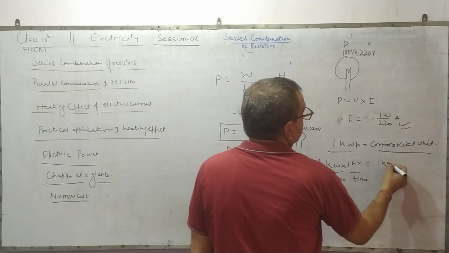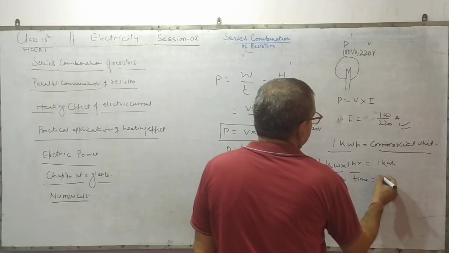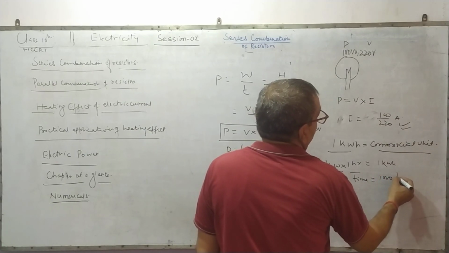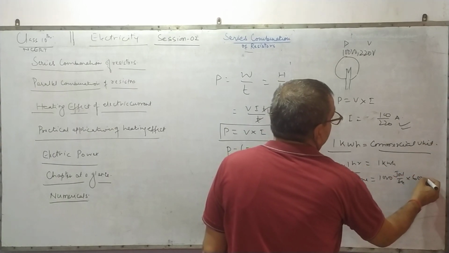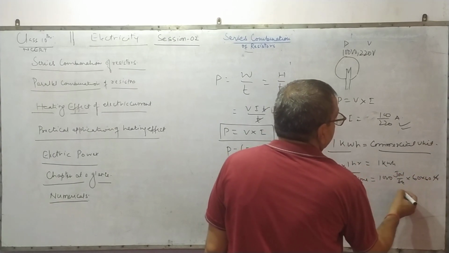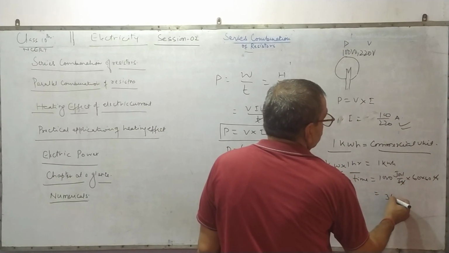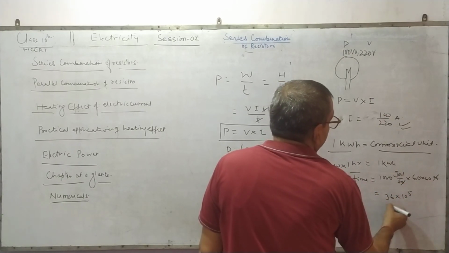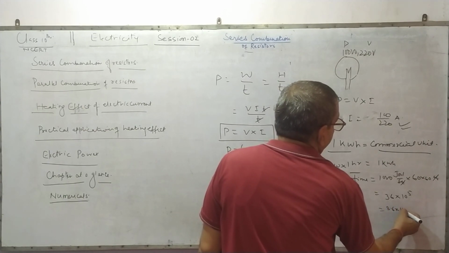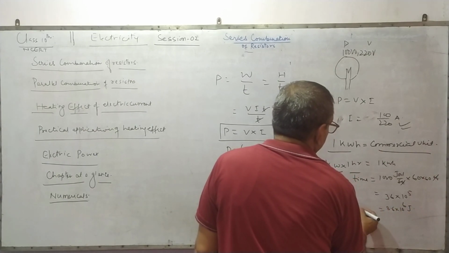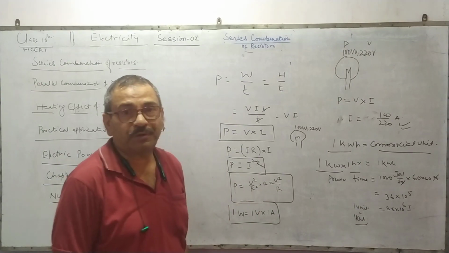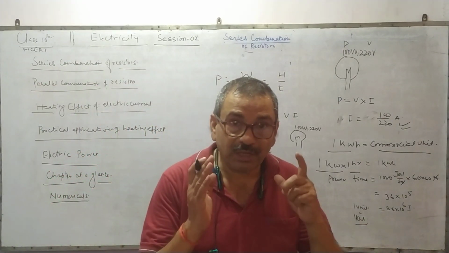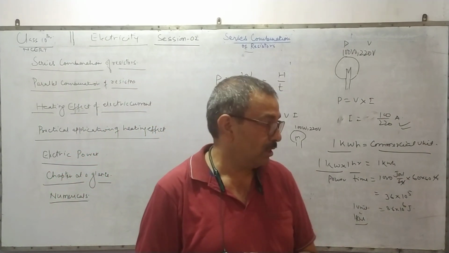1 kWh. 1 kWh चेंज कर दें आप 1000 watt. watt की जगह लिखें जूल पर सेकेंड into 1 hour, 60 into 60 second. Second cancel. You will find answer in joule. 3.6 into 10 की power 6 joule. This is 1 unit of electricity or 1 kWh, 1 kilowatt hour. This is one board of trade unit, also known as commercial unit to measure electrical energy.